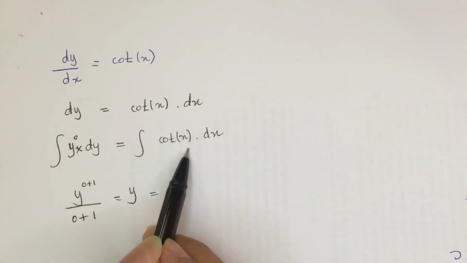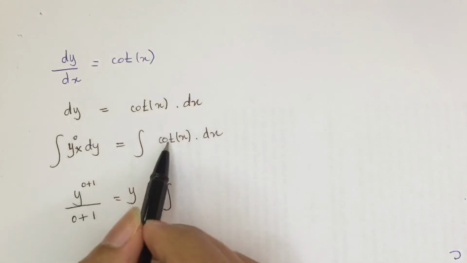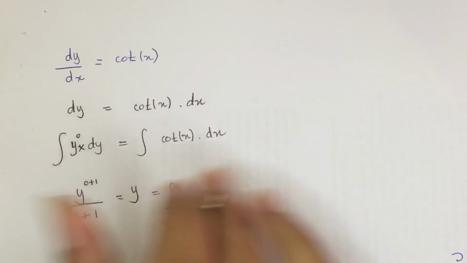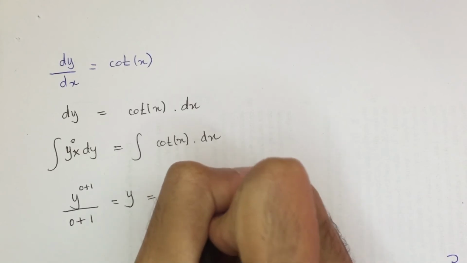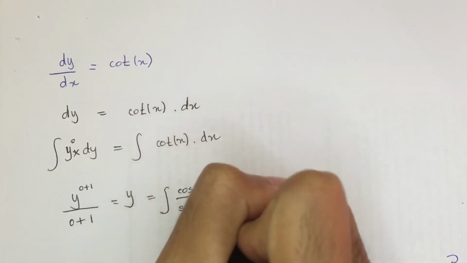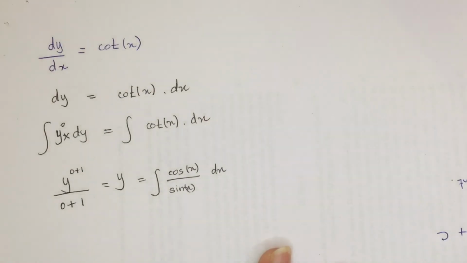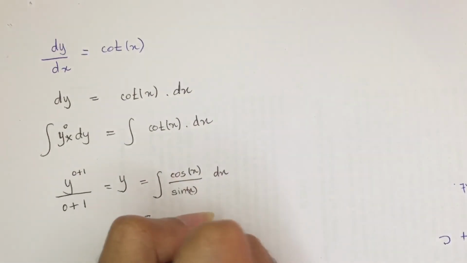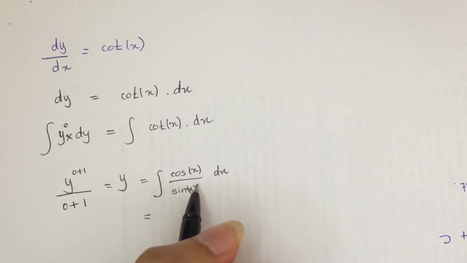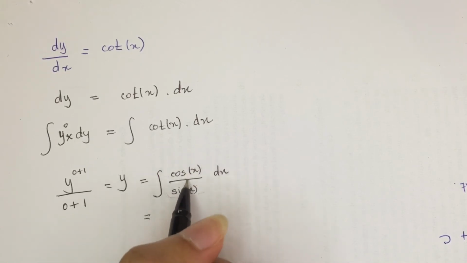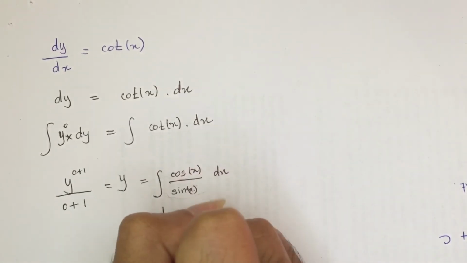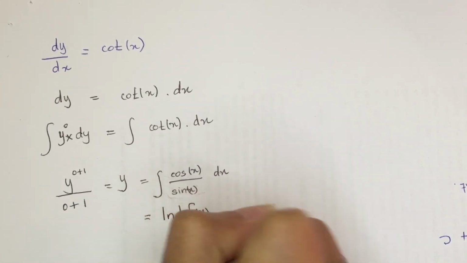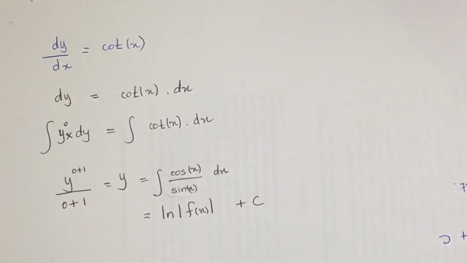After that, you need to integrate the other part. What we can do is write cot x in this form: cos x over sin x. If you write it like this, you can find a similarity. You have already learned that if the upper part is the derivative of the lower part, let's say the lower part is a function of x and the upper is the derivative of that function, you can directly write ln mod f of x plus c, where c is any arbitrary constant.